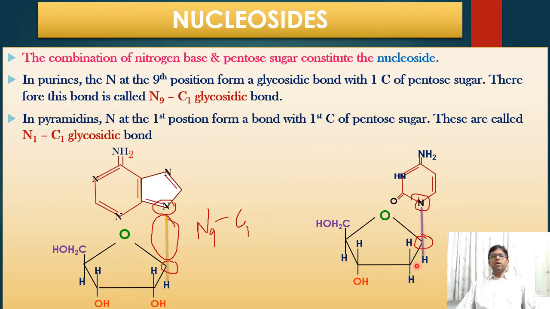N1C1 glycosidic bond. Combination of nitrogen base and pentose sugar form the nucleosides. Purines bind with pentose sugars with N9C1 glycosidic bonds, whereas pyrimidines bind with pentose sugars with N1C1 glycosidic bonds. In this way, nucleosides are formed.